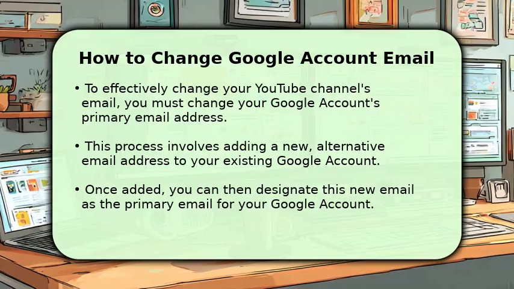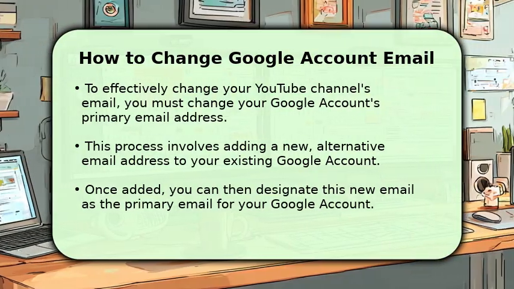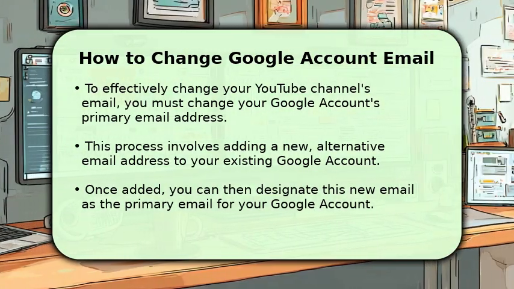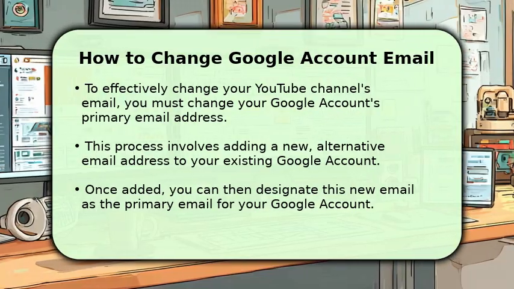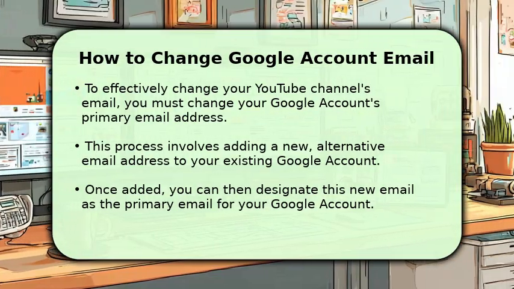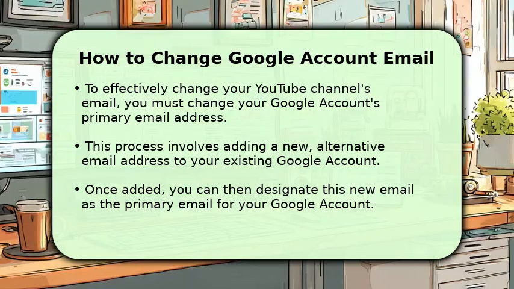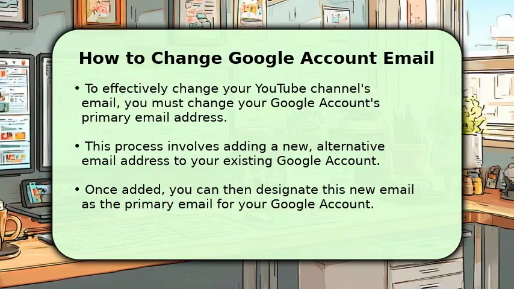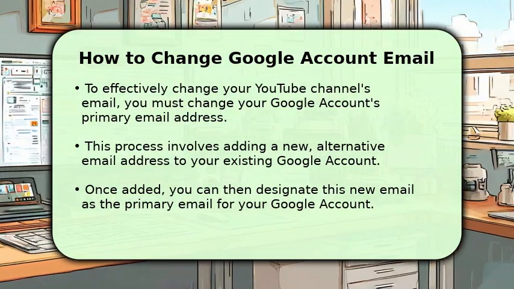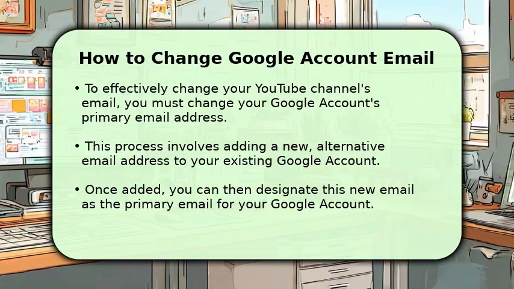First, you will need to add a new, alternative email address to your Google account. After successfully verifying this new address, you will then have the option to set it as the primary email for your entire Google account. This action will automatically update the email associated with your YouTube channel.